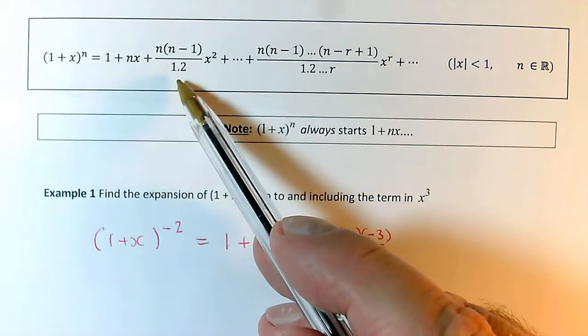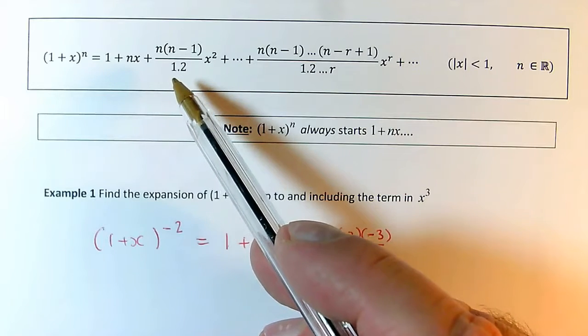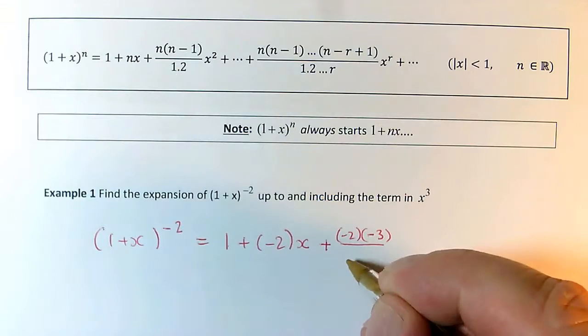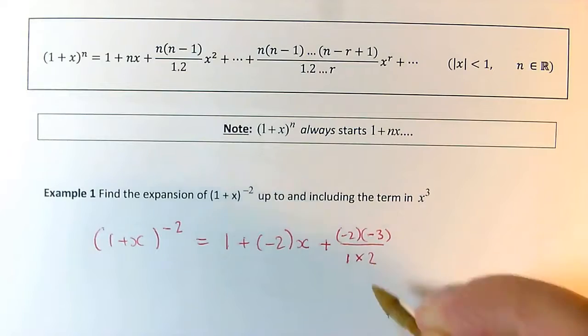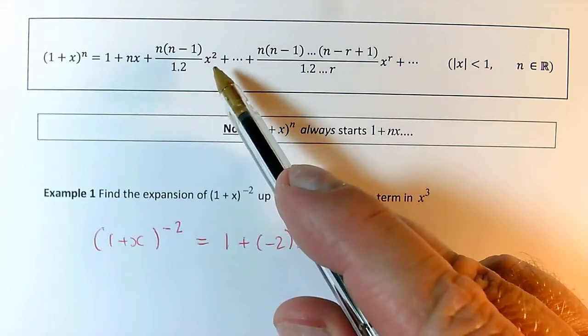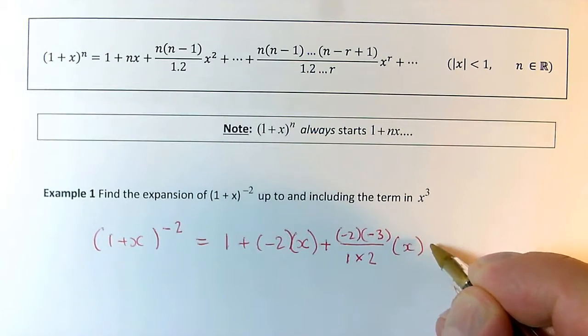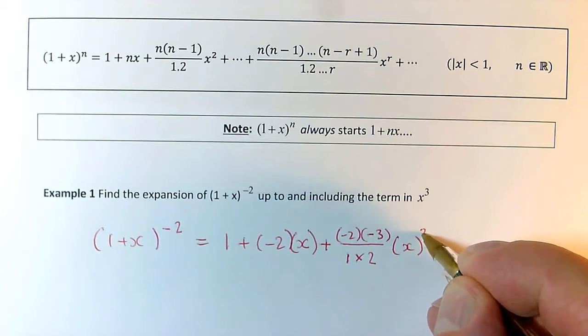On the bottom, this is not 1.2. This is how it's printed in the formula book. A bit confusing. This is 1 times 2. That's always 1 and it's always 2. It doesn't change according to n. And then we've got an x squared. Now, actually, it's quite nice to have this in a bracket, because when it's not an x, we will need those brackets. So I'm going to put them in now.